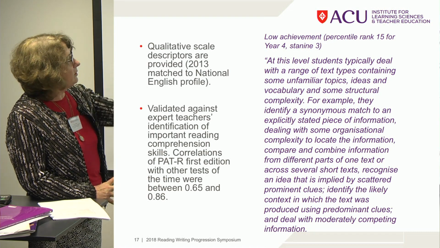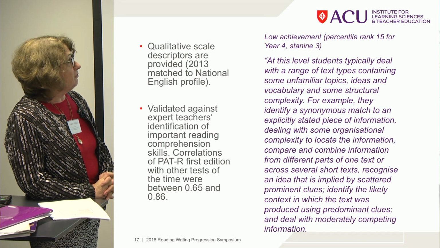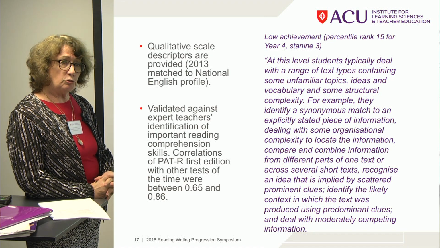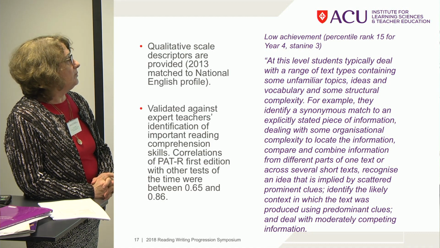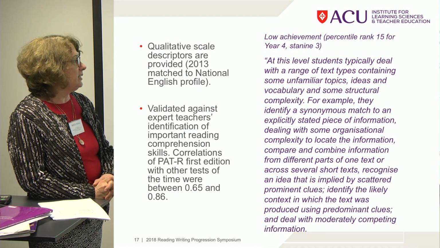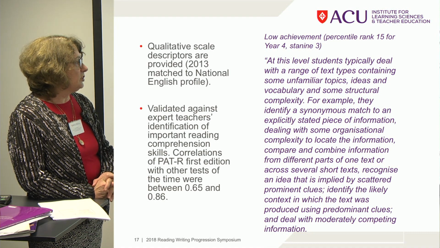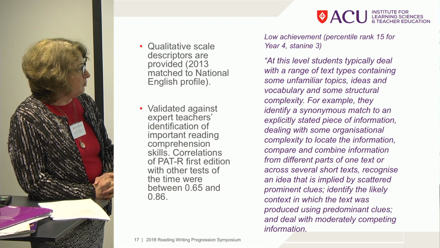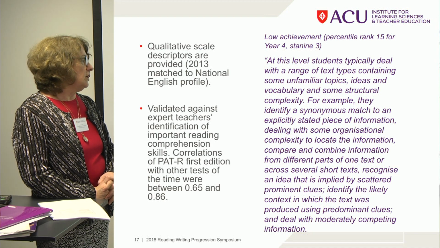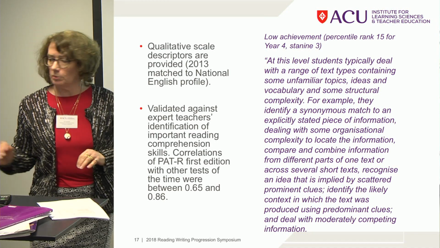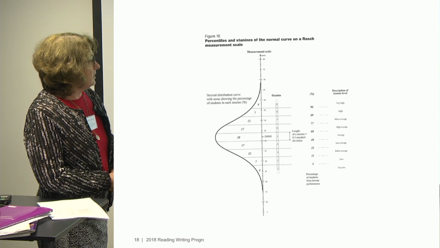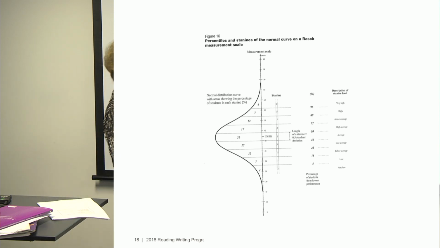And these descriptors, for example, this is a student who's in year 4 but not doing very well. So this year 4 student, bearing in mind what might be the expected standard for level 3 under the literacy continuum, they can deal with a range of text types containing unfamiliar topics. They identify a synonymous match to an explicitly stated piece of information, dealing with some organisational complexity to locate the information. They can bear and combine information from different parts. They recognise an idea implied by scattered prominent clues, and identify the likely context the text was produced in. So from this type of thing, the student is level 4, percentile low, and stanine 3. So the student is about here for their year level.